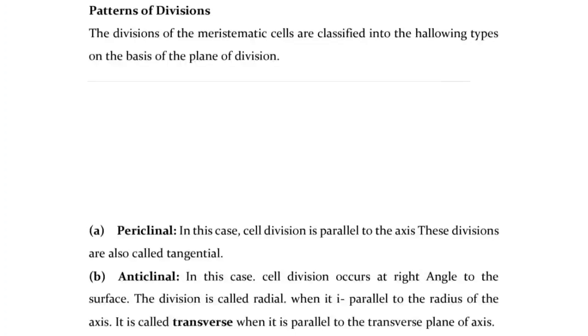Patterns of divisions. The divisions of the meristematic cells are classified into the following types on the basis of the plane of division. A. Periclinal. In this case, cell division is parallel to the axis. These divisions are also called tangential. B. Anticlinal. In this case, cell division occurs at right angles to the surface. The division is called radial when it is parallel to the radius of the axis. It is called transverse when it is parallel to the transverse plane of the axis.